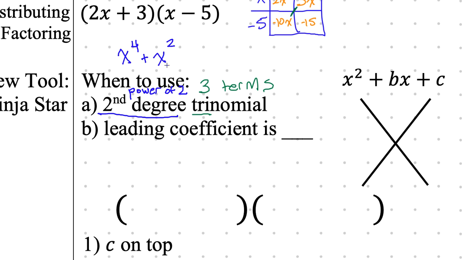Or you can call on someone else that has their hand raised. A second degree is when the highest exponent power is 2. There it is. So the biggest one is 2, exactly. The highest power is 2. Sure, that works. Okay, so the other thing is when the leading coefficient has to be this number.